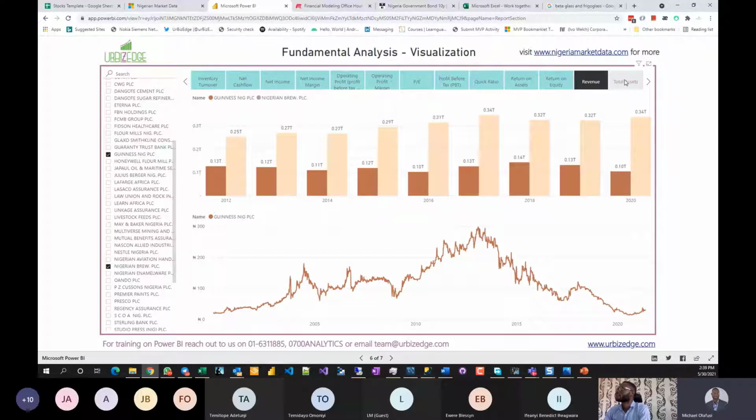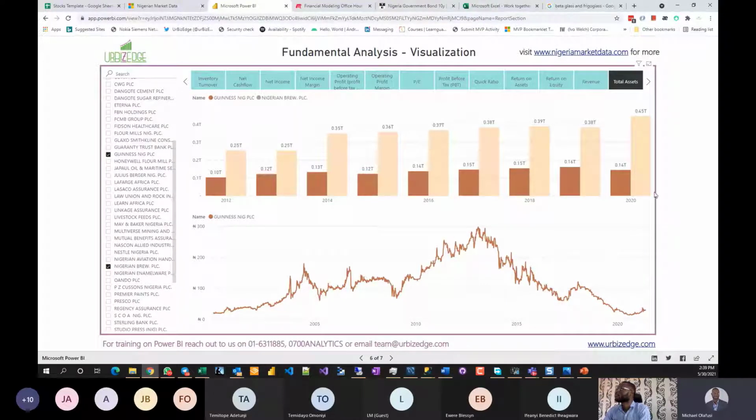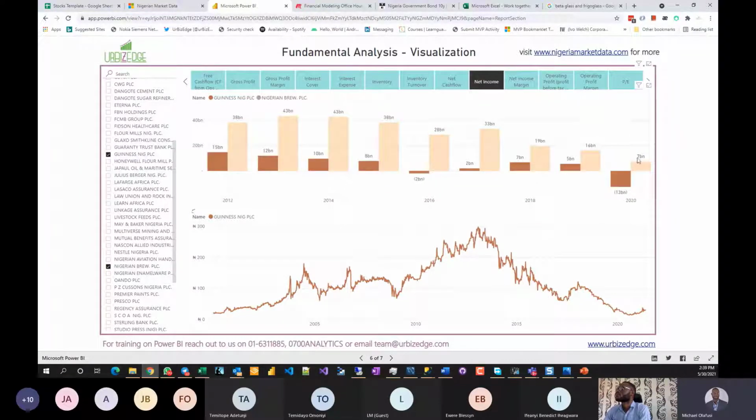Then let's take a look at total assets. Let's see again. Yeah, Nigerian Breweries' assets are going up. What other thing do we typically look at? Net profit, net income. By the way, why is this? Wait.